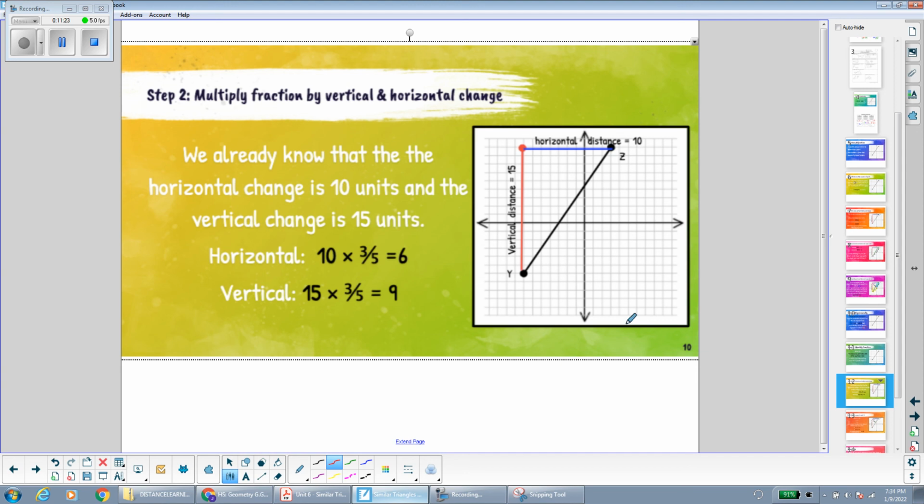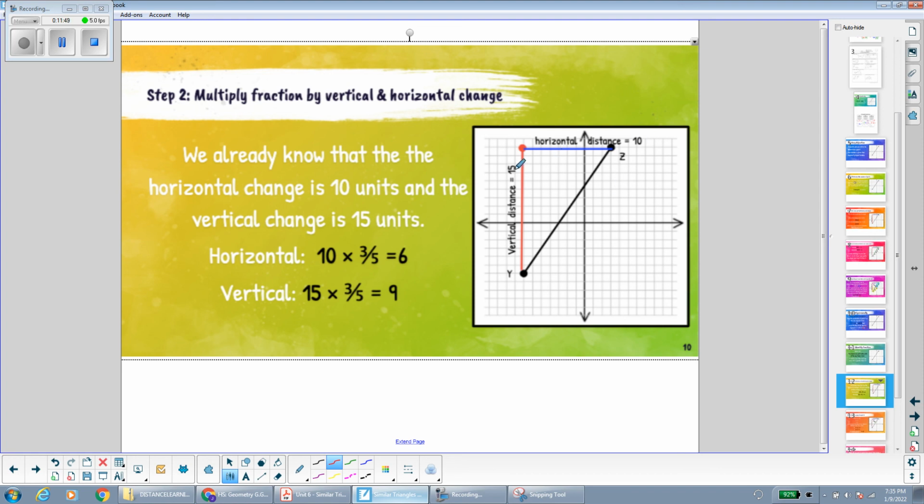Or, as we talked about in class, if we want to do this completely algebraically, you can take the y coordinates from our 2 endpoints and subtract them, y2 minus y1, to find the change in y. And you can also take the x coordinates from the 2 endpoints, x2 minus x1, and that will give you the change in x.